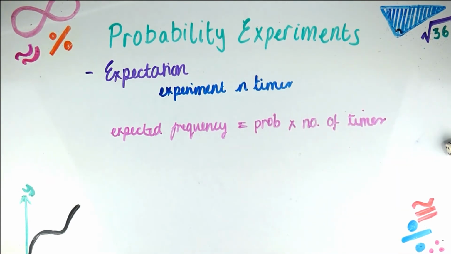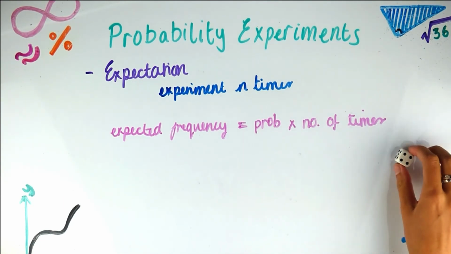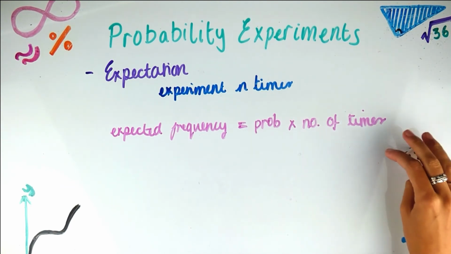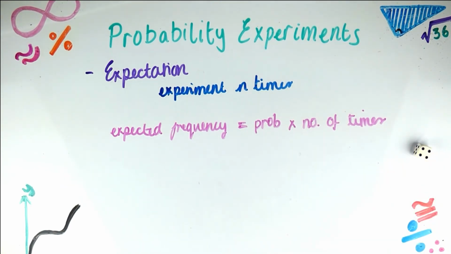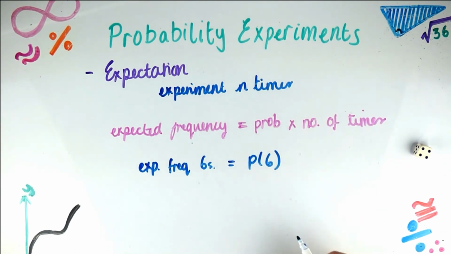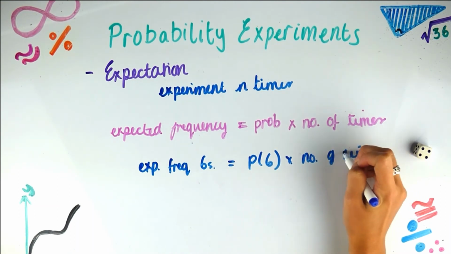So let's go back to the classic dice. The best way I'm going to explain this is an example. So I roll a dice 60 times. How many 6s do I get? So this is when you can use the idea of expectation. How many 6s do you expect to get? So the expected frequency of 6s, basically. That's going to be the probability of a 6 times the number of times you do the experiment.